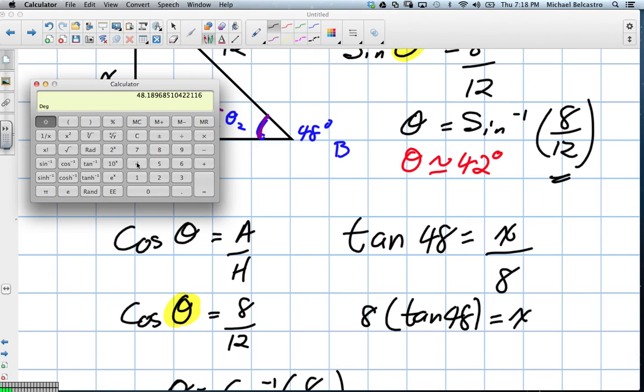Let's get rid of the inverse. 48 tan times 8, 8.88.